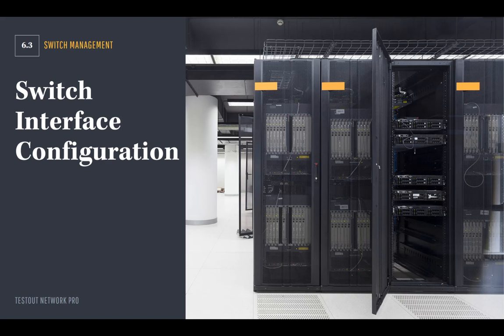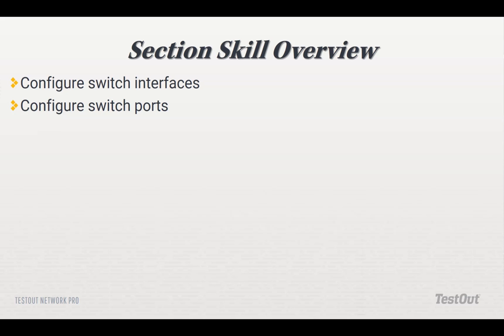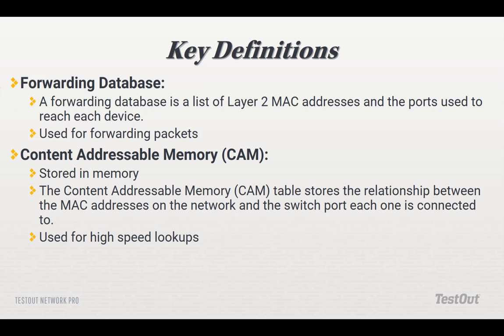So now we're talking about switch interface configuration, and we're going to do the interfaces and the ports, which is basically the things that you want to learn in this section. Understand the difference between a forwarding database and CAM, or content addressable memory. Basically, the switches are going to learn, and it's going to keep track of MAC addresses and where they are.